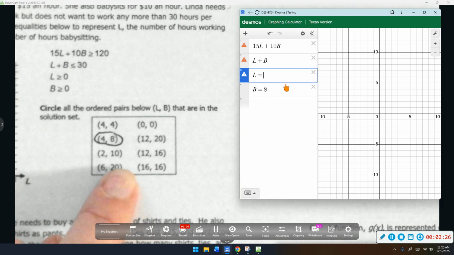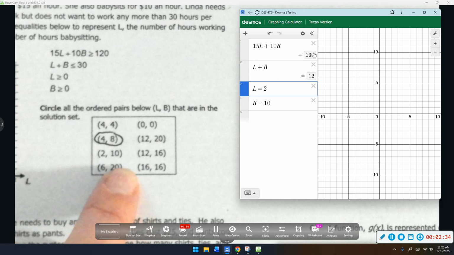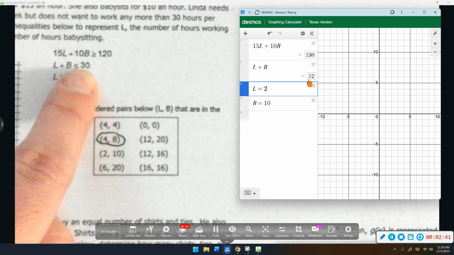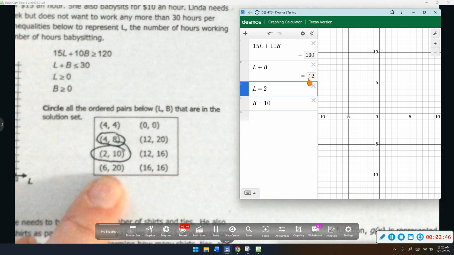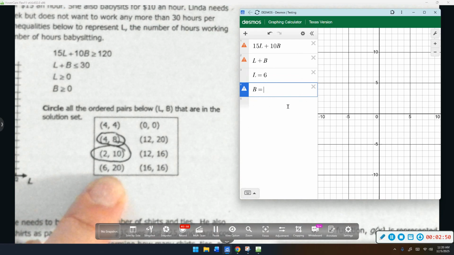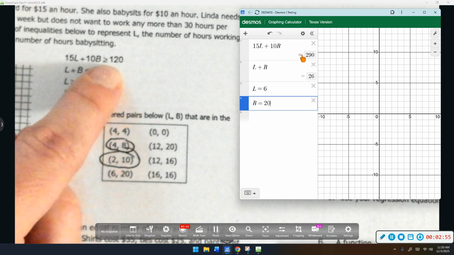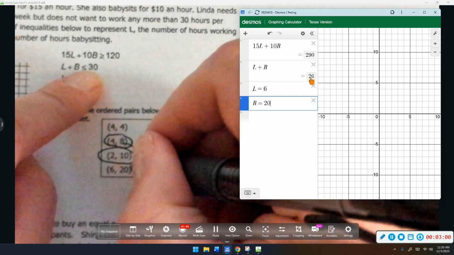So 2 and 10. Whoops, forgot to put 2 there. Okay, so let's see. Does it satisfy the first one, 130? That is, yeah, that's good. Is this less than or equal to 30? Yes. Okay, so I'm going to circle 2, 10. And then 6, 20. All right, 290. Is that greater than or equal to 120? Yes. Less than or equal to 30? 26. Yes. That one also works.